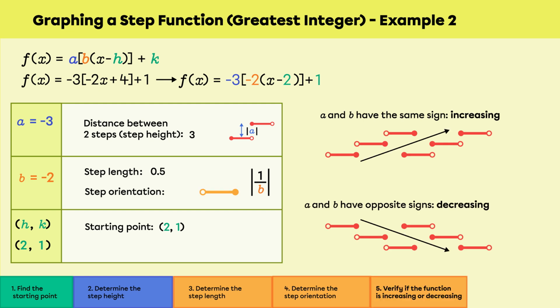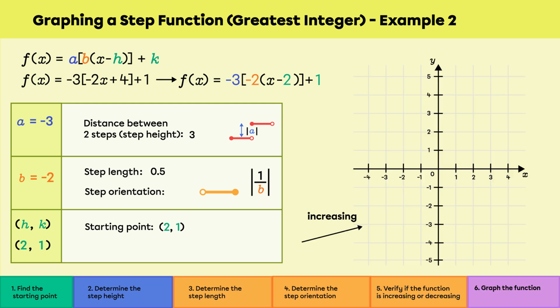Now, just check if the function is increasing or decreasing. Since a and b are both negative, the function is increasing. Finally, we can graph the function on the Cartesian plane. A solid point is placed at (2, 1). We know the length of the steps is 0.5 units. So, from the solid point, we'll graph a segment to the left with an empty point at the very end.